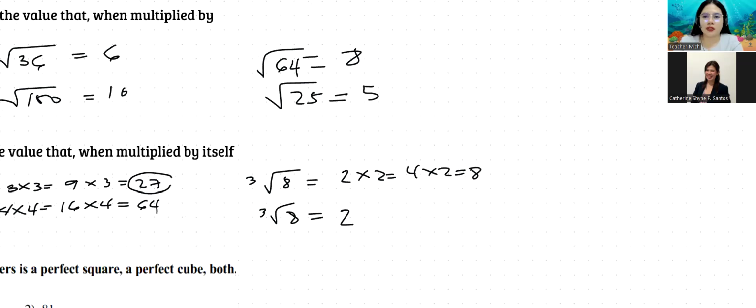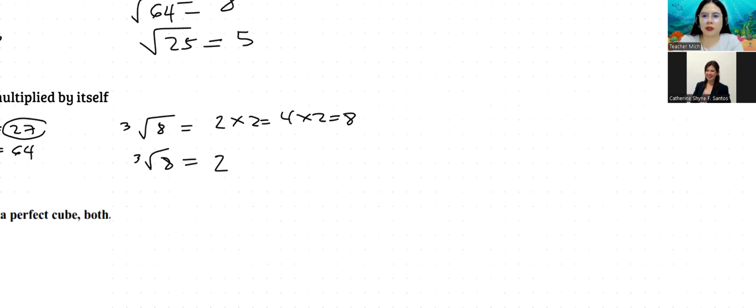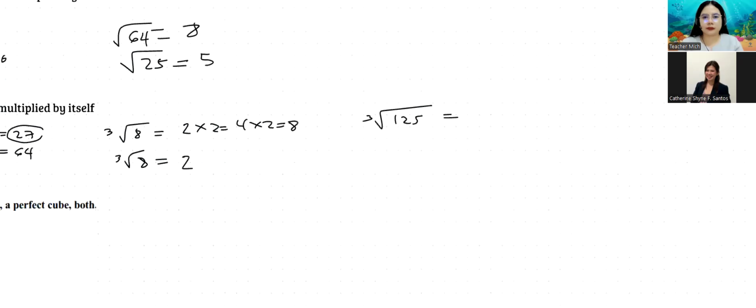Okay. How about this one, anak? Think of a number that when you multiply thrice by itself, the result is 125. You can also solve that on the board. One cannot be because 1 times 1 times 1 is equal to 1. 2 is not also. 2 times 2 is 4 times 2 is 8.